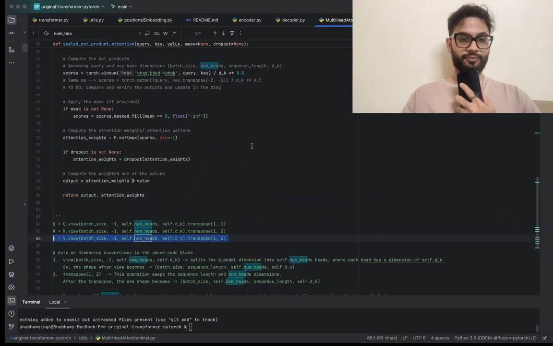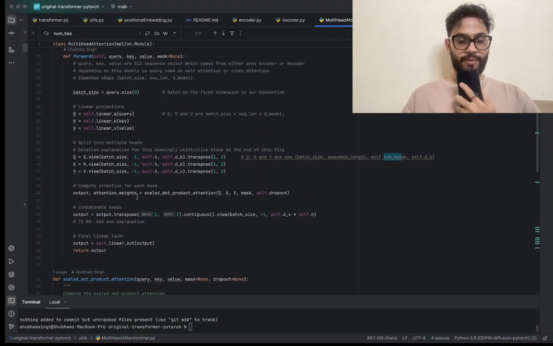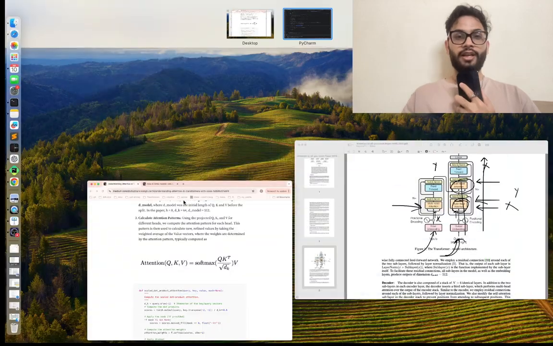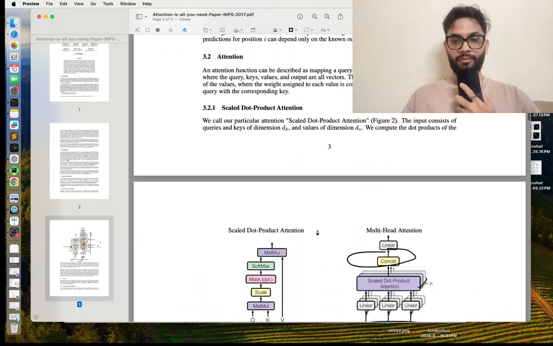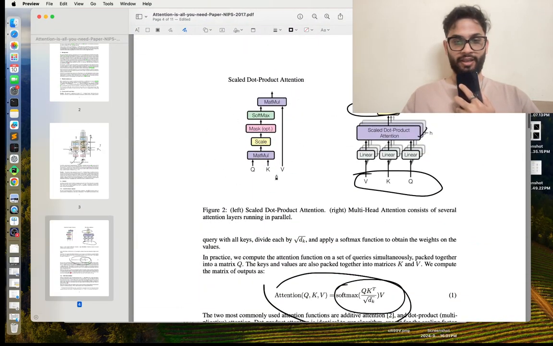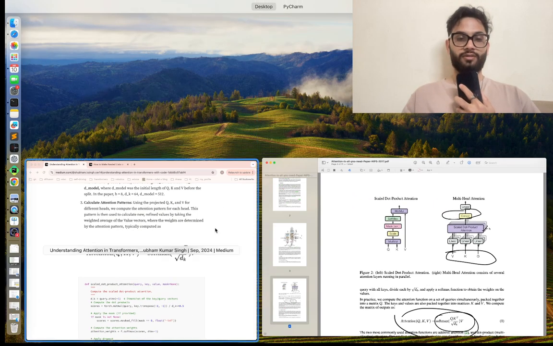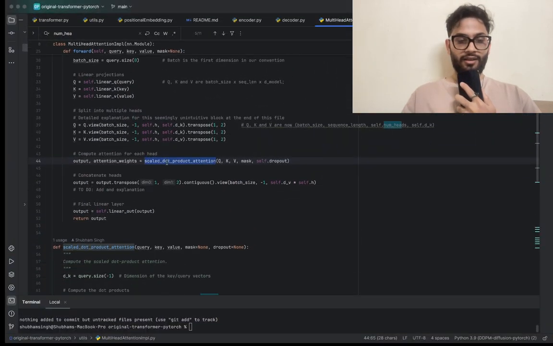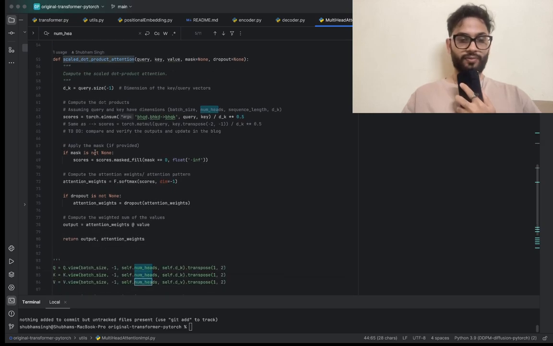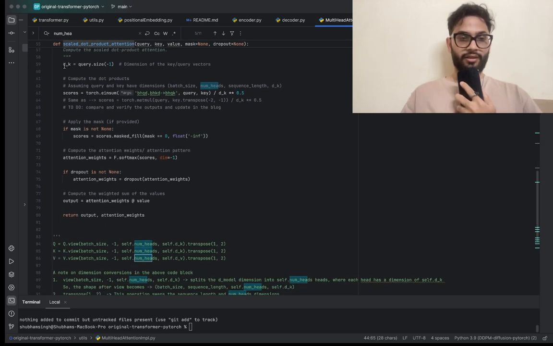We'll go here. For this step, I have specially written a function, scaled dot product. This function directly implements what is shown in this paper here. First step is take Q and K and do a matrix multiplication. Okay, easier said than done. Let's look into this function.